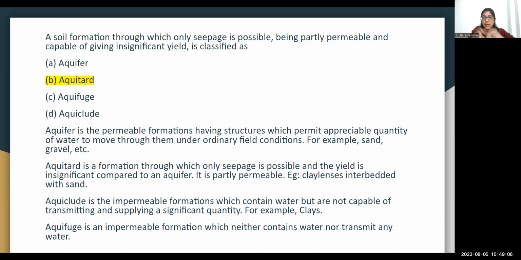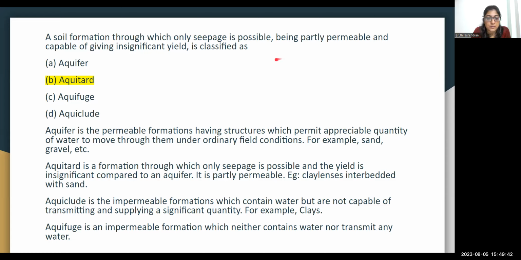Now, aquicludes are impermeable formations like clay. It can retain water because of its molecular attraction. If pore spaces are there, water will stay there, but we will not be able to extract water from there. So it will not help in transmitting water, nor will it yield water. Aquifuges are completely impermeable formations which cannot hold water itself. So these are the four types of geological formations which will be repeatedly asked, like which one is which, in many questions.